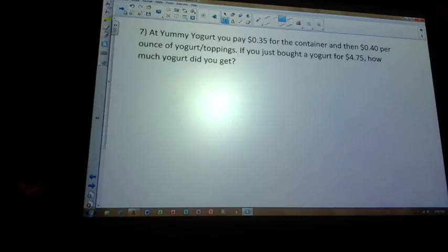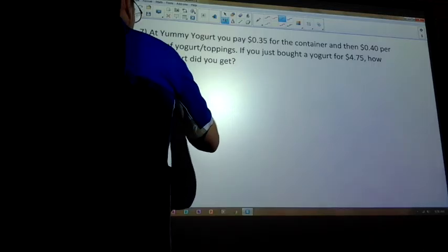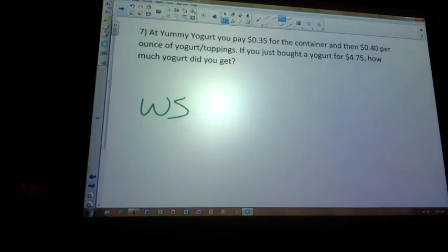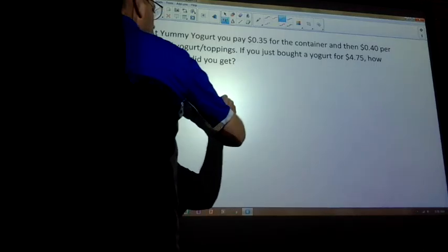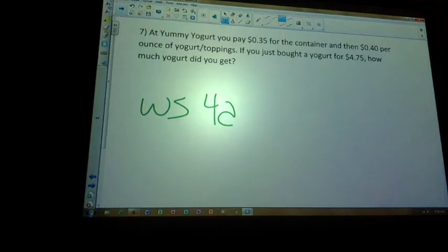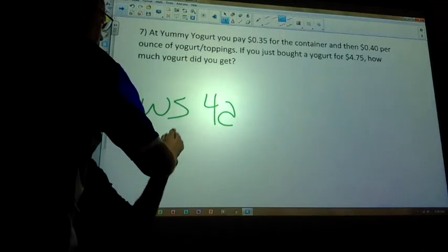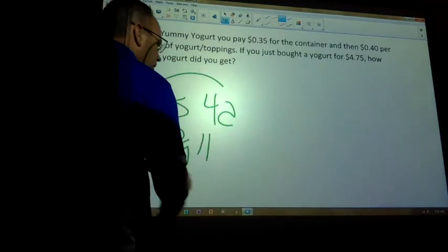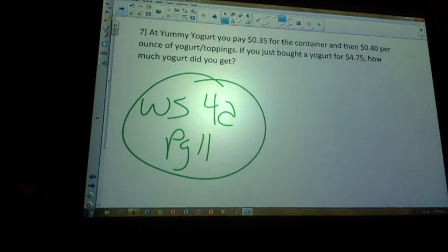You guys did awesome this week. And yes, homework. But here's the nice thing. You have worksheet number 4A, and it's page 11 only. There's only one side. There's not a front and back.